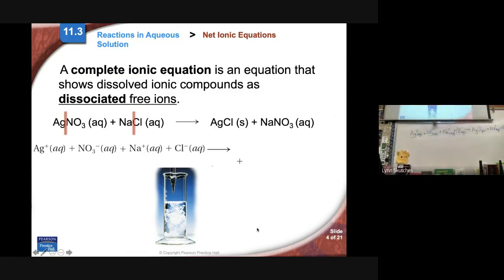That's a lot of writing. That's a lot of pencil lead. That's a pain in the patooties, right? All these symbols, all this parentheses and charges and every other thing. But this is what we call a complete ionic reaction. All the ions that stay ions are listed. And if there's a precipitate, it's also listed, okay?